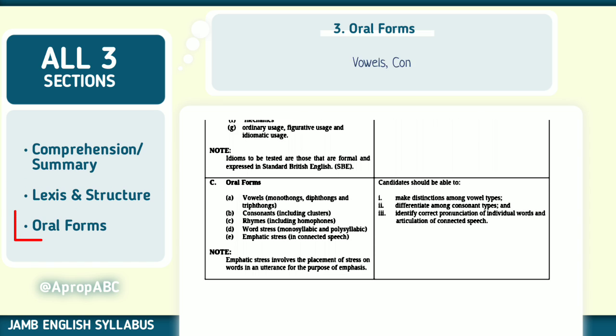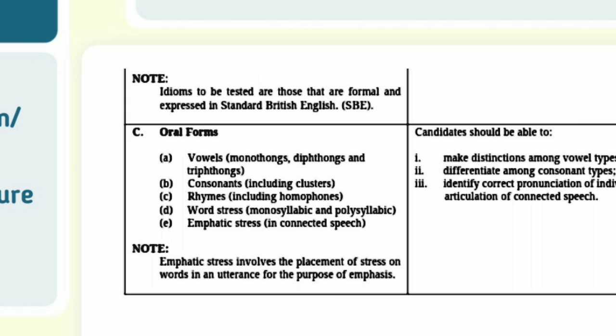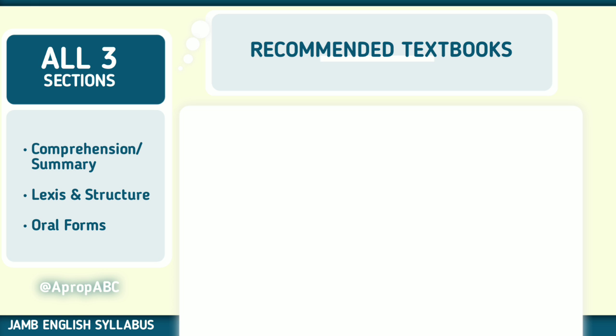Then how about orals? The vowels. You're talking about monophthongs, diphthongs, triphthongs. We're talking about consonants, rhymes, word stress, emphatic stress. Just like you can see, emphatic stress involves the placement of stress on words in an utterance for the purpose of emphasis. And if you can understand this very well, it's a bonus. In fact, there are bonus questions. So with stress, just make sure you understand them very well and link them with the objectives that you can see at this point.